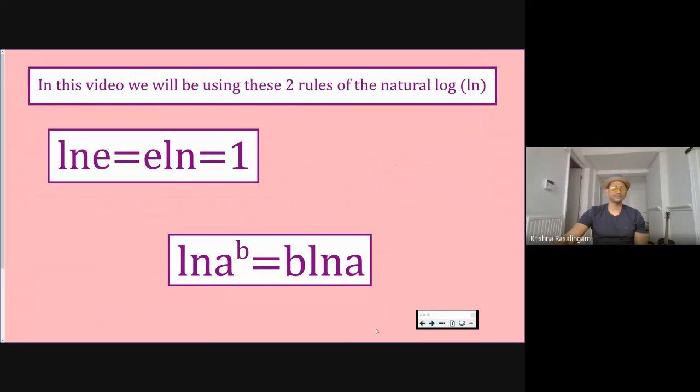For this, we will need to know two rules. One is that ln e, if you put a ln next to an e, so that's a natural log, it will dissolve. Or if you put an e next to a natural log, it will dissolve. So I've said that ln e equals e ln, which equals 1.